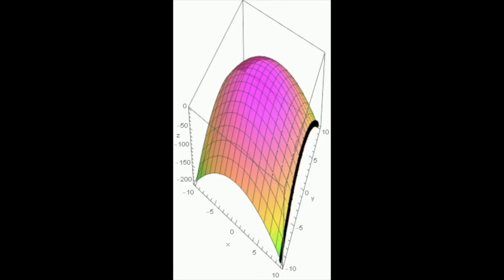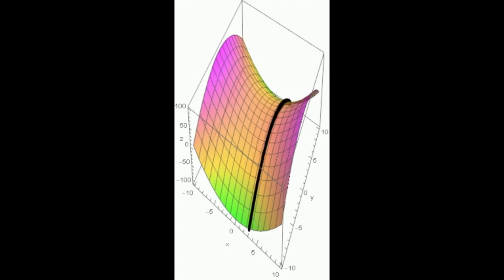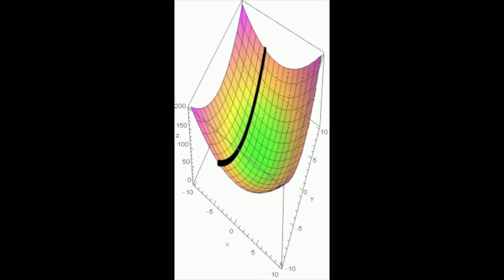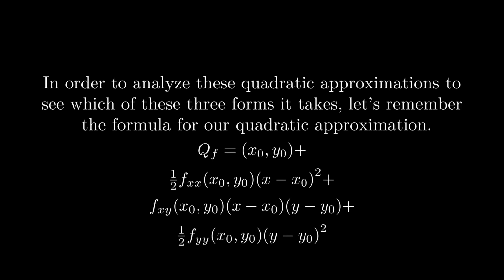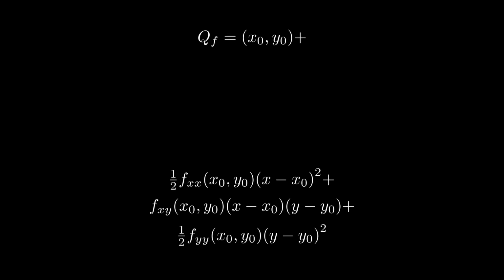Is that how you slice it? That is a way you could. Is that the way we're going to slice it? That is the way we're going to slice it. Why? Because it's easy to do it along the y-axis or along the x-axis. Okay. Well, first we need our formula for the quadratic approximation. That's a lot of things. It's definitely a lot of things.